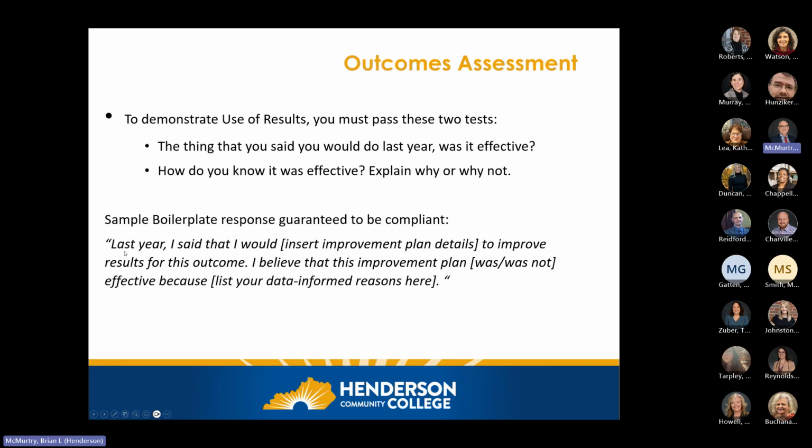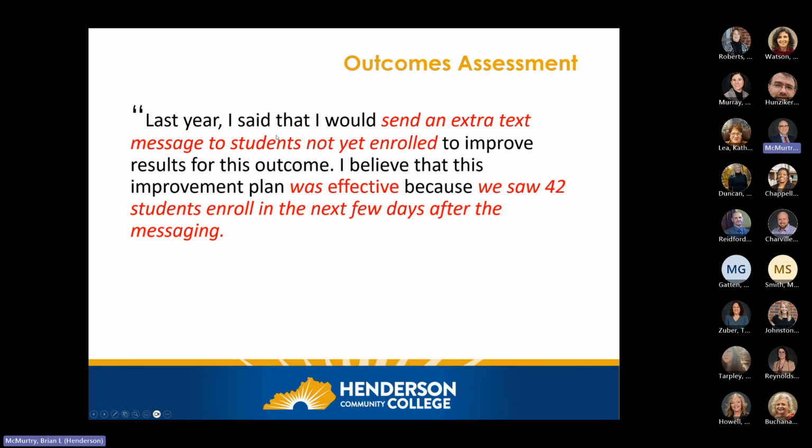So you say something like, last year I said I would, and then put your improvement plan details from last year to improve results for this outcome. I believe that this was or wasn't effective because, and then put your data-informed reasons here. So what this might look like, for example: last year, I said that I would send an extra text message to students not yet enrolled to improve results for this outcome.